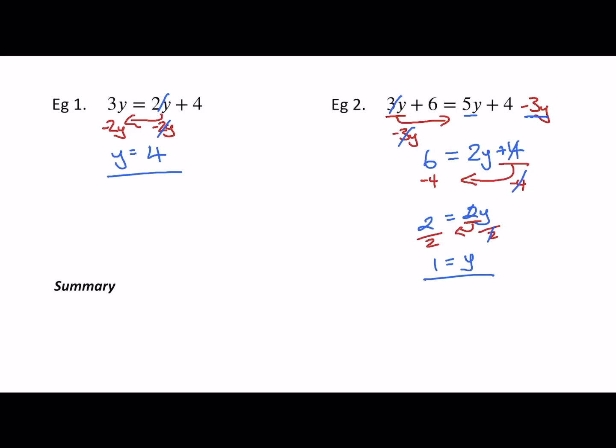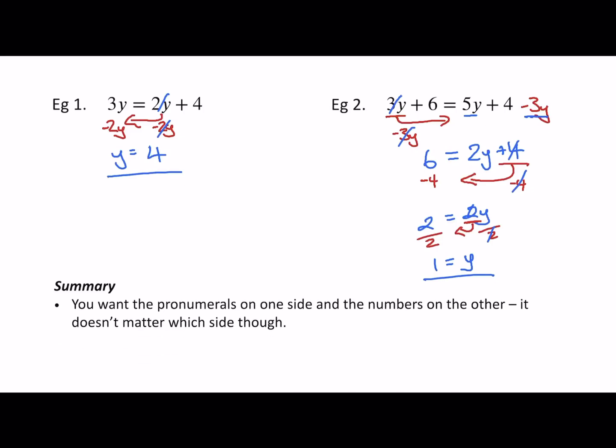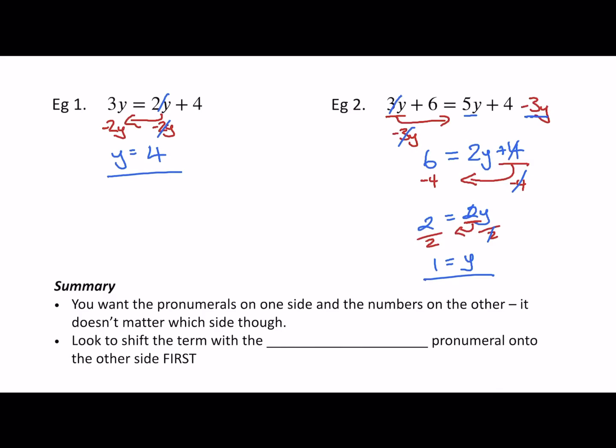All right, summary down the bottom. First up, you want the pronumerals on one side and the numbers on the other. For example, y equals 2. But it doesn't actually matter which side they go to. It could be y equals 2, 2 equals y. Doesn't matter, it means exactly the same thing. Second one is you want to look to shift the term with the smaller pronumeral onto the other side first. So shift the smaller one.